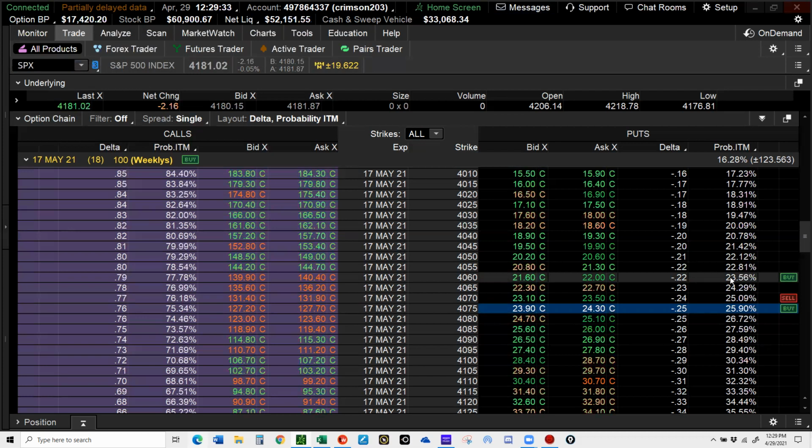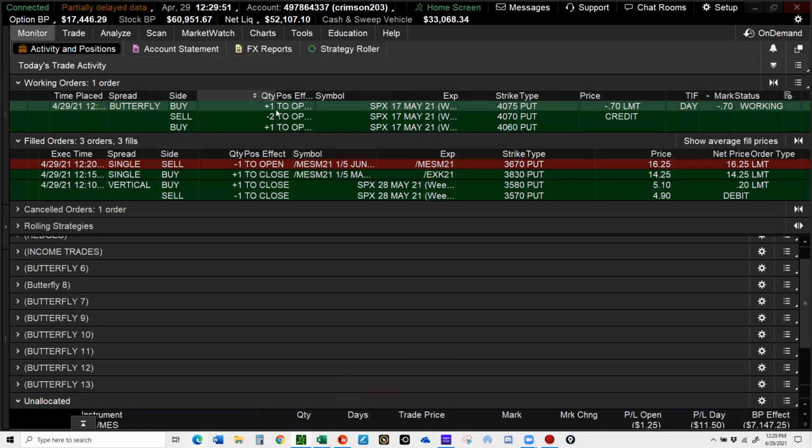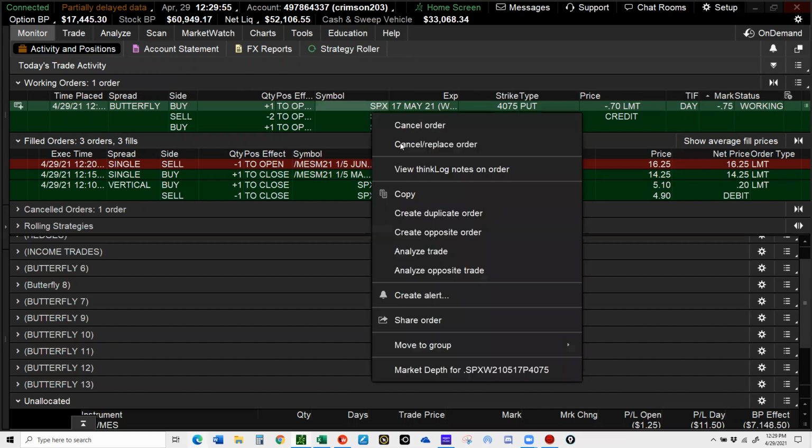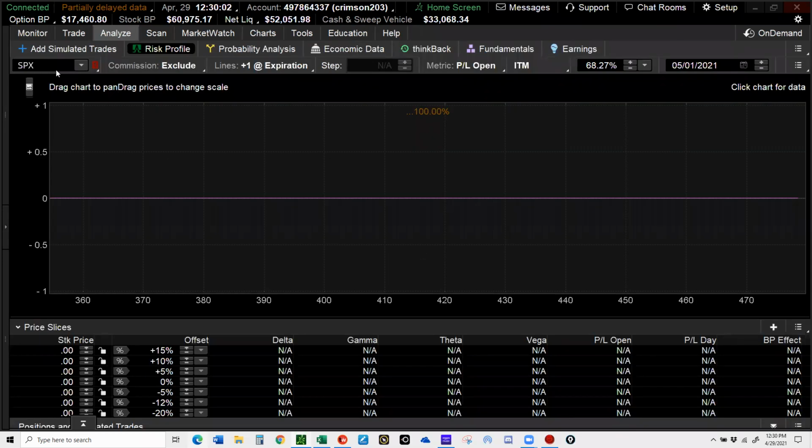So I'd have about a $430 risk in the next 15 days on this particular butterfly spread. So we'll let that work a little bit. All right. And what we could do also is let's just go and analyze it. So here's our working order. Let's see how it fits into our overall scheme. So analyze the trade. And I hope y'all are using the Analyze tab because it really, really does well.